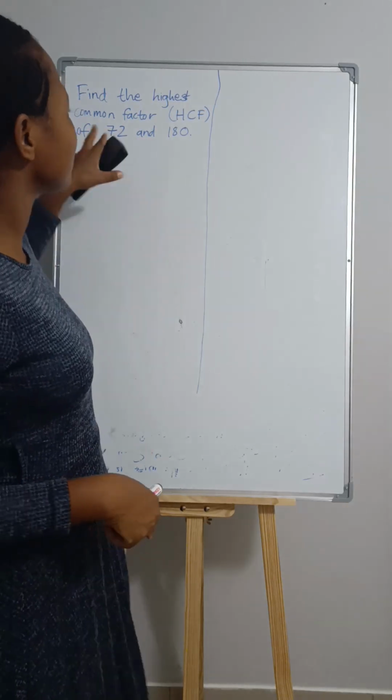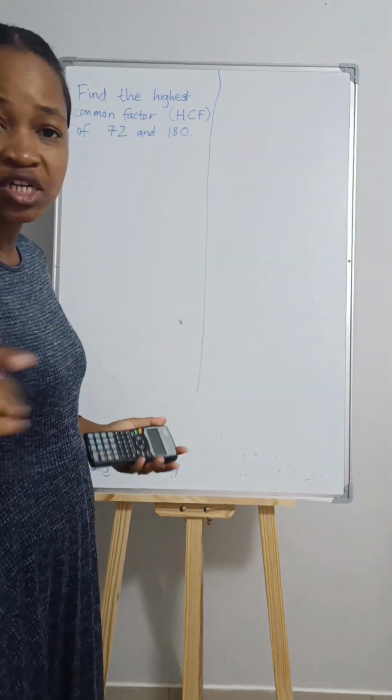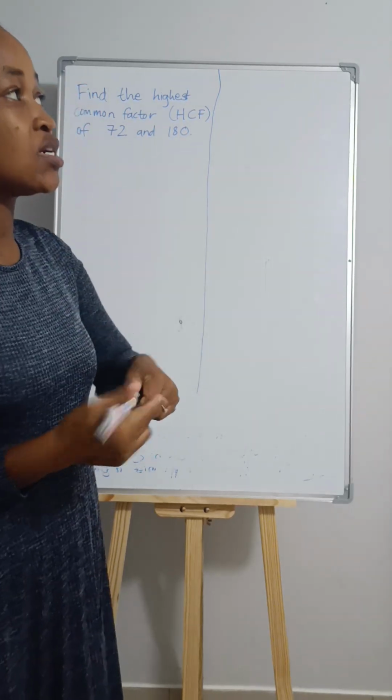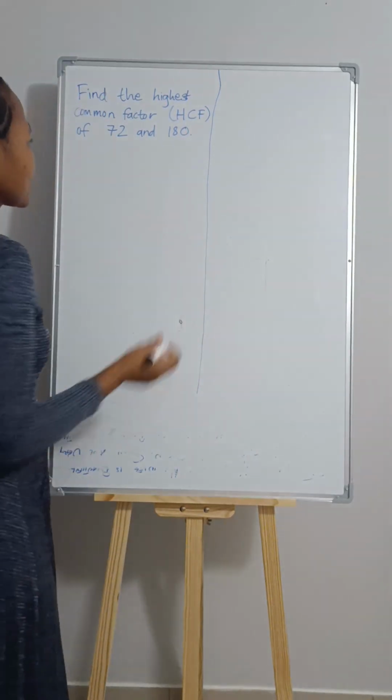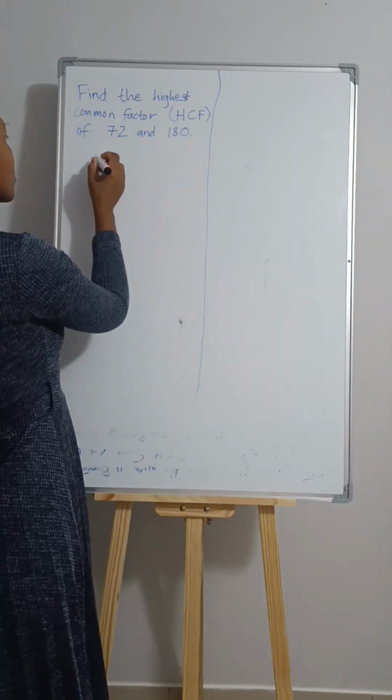So today we're going to be finding the highest common factor of 72 and 180. This is fairly simple. The only thing we're going to do first is to find the prime factors of 72 and 180. So this is how you do it.